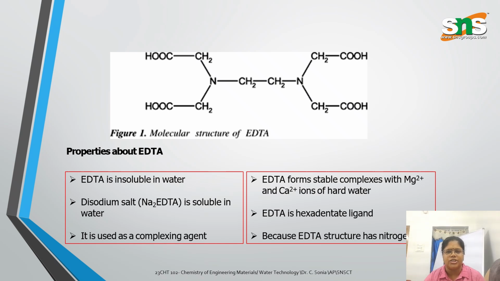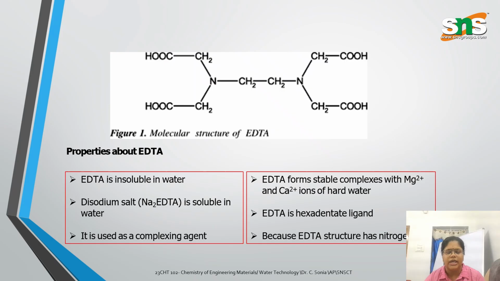So you can see the structure of the EDTA. You have four acid groups. It's actually a hexadentate ligand. Okay, there are different unique properties of this EDTA. That is, EDTA is insoluble in water. The disodium salt of EDTA is soluble in water, but EDTA itself is insoluble in water. It is used as a complexing agent.